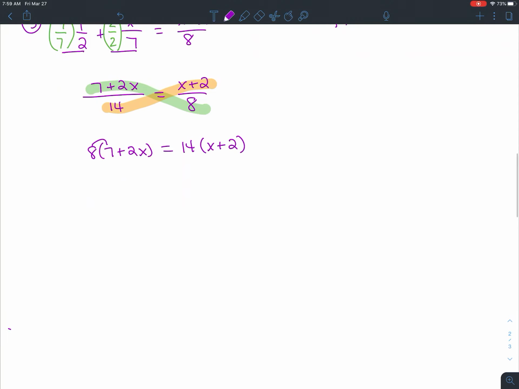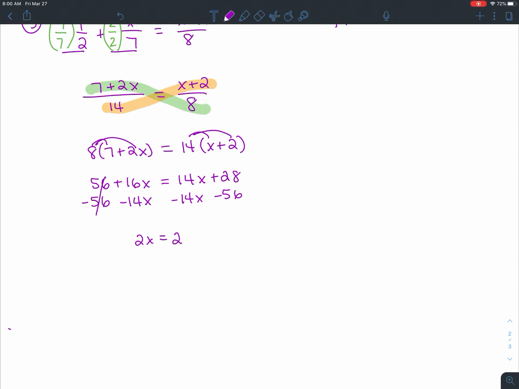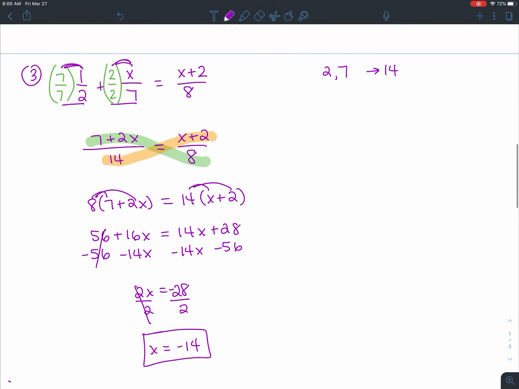All right, 8 times 7 is 56, plus 16x equals 14x plus 28. Okay, if I take away 14x, then I am left with 2x equals, I'm going to go ahead and subtract 56 from both sides. I believe that's negative 28. Divide by 2, and we get that x is negative 14. Hey, that wasn't so bad.